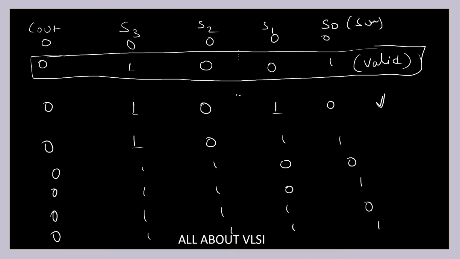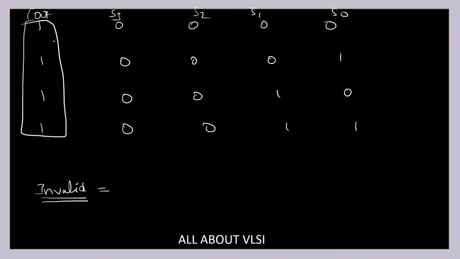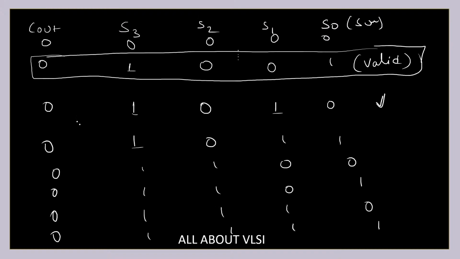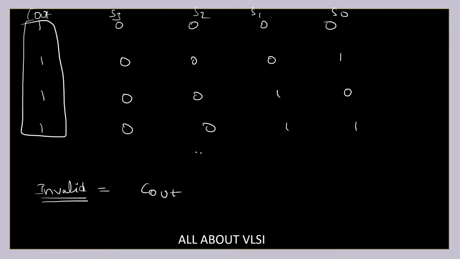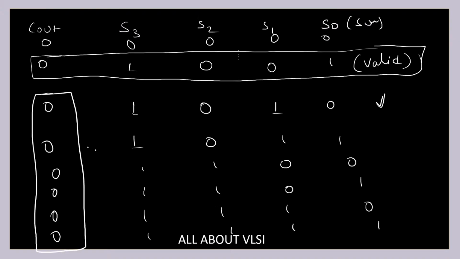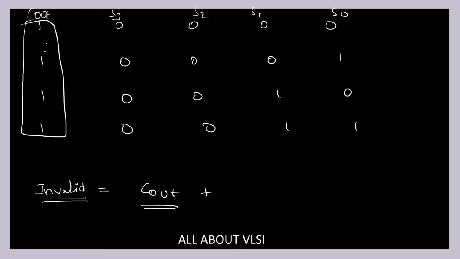Okay. Now, if you carefully observe over here, this is my C out, and this is S3, this is S2, this is S1, and this is S0. So let us take a variable or a particular signal which is known as invalid. So this will be equal to 1 whenever your C out is equal to 1. We can see, right? Whenever our C out is equal to 1, these are all our invalid cases. And here you can see C out is equal to 0. So we are going to give an OR option over here. C out can be equal to 1, it is invalid, or C out can also be equal to 0 in these cases. Okay. So I've considered the first case where C out is equal to 1, so I've written that over here.